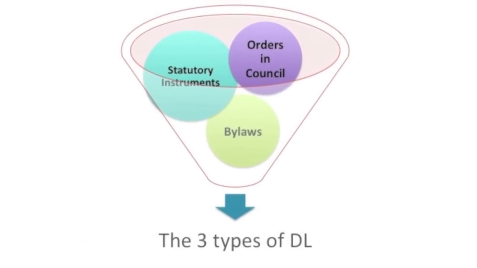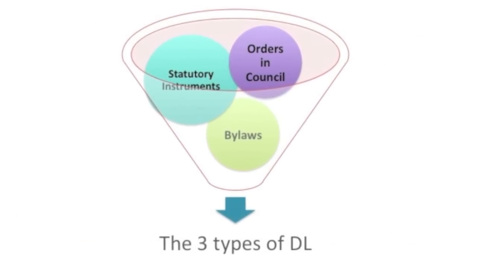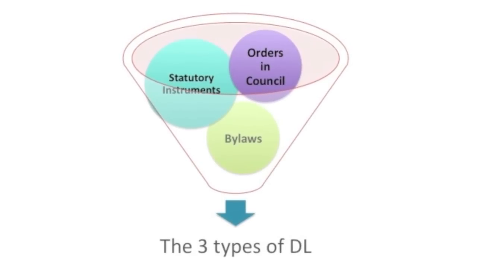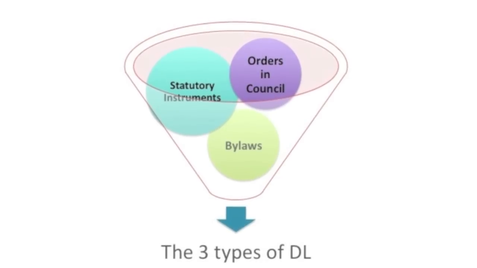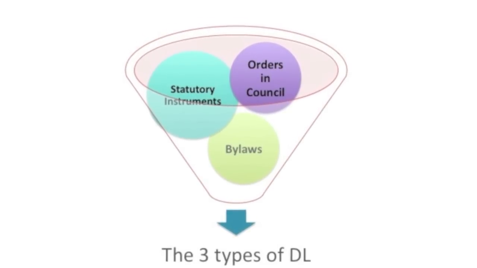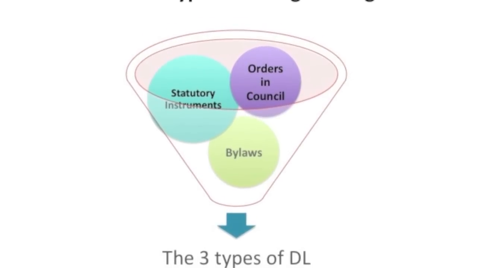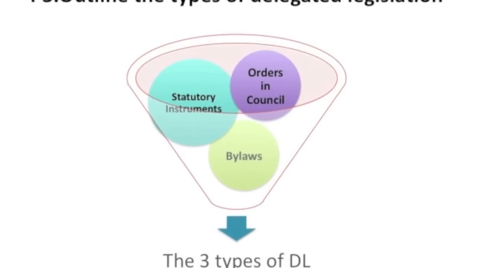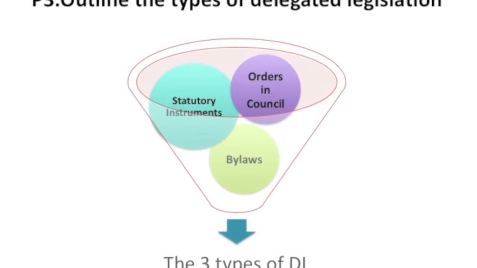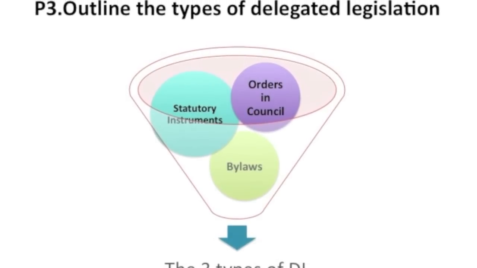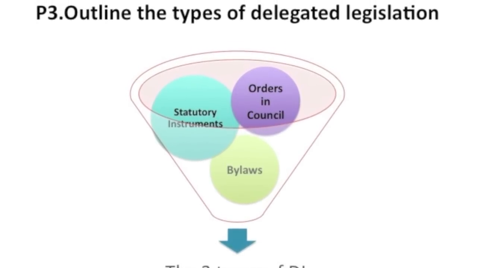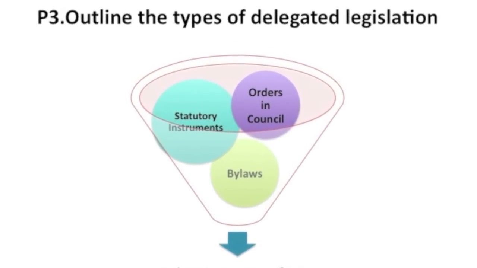For P3, you'll need to turn to the chapter on delegated legislation in your textbook, or look for delegated legislation online. To cover this, all we need from you is that you provide information on the 3 types of delegated legislation. So a paragraph on statutory instruments, a paragraph on bylaws, and a paragraph on orders in council will be sufficient for the pass criteria for this task.